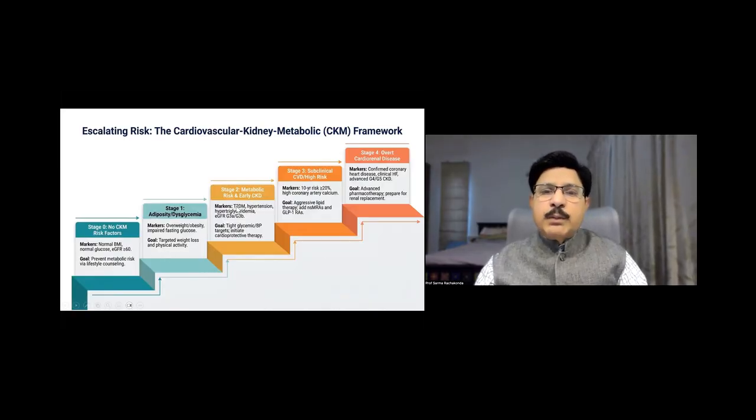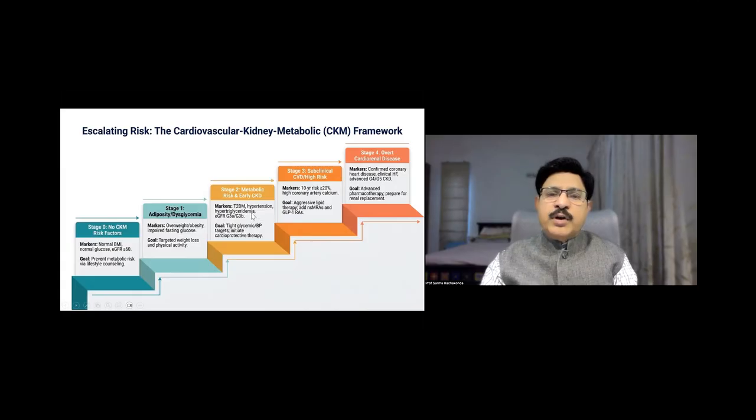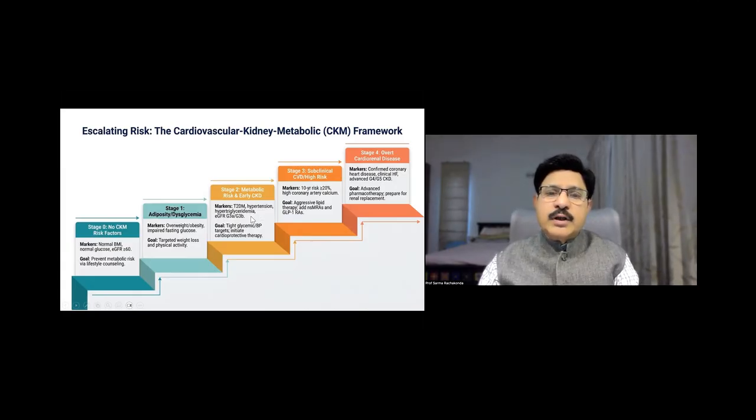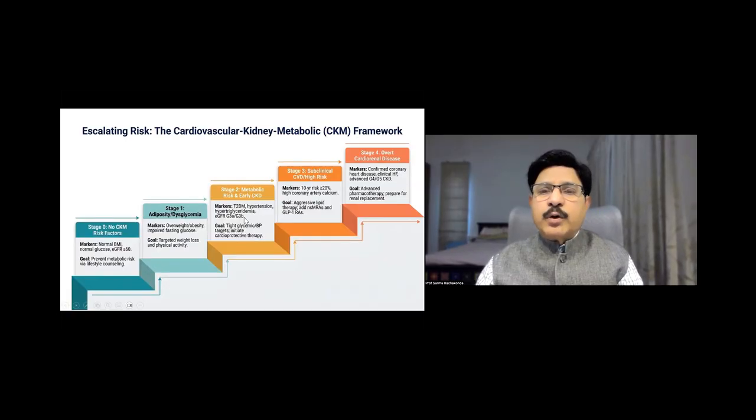Stage 2, metabolic risks, early CKD. Type 2 diabetes has started, hypertension is there, hypertriglyceridemia is there, eGFR is in the grade of 3A or 3B. Goal: tight glycemic control, BP targets, initiate cardioprotection.